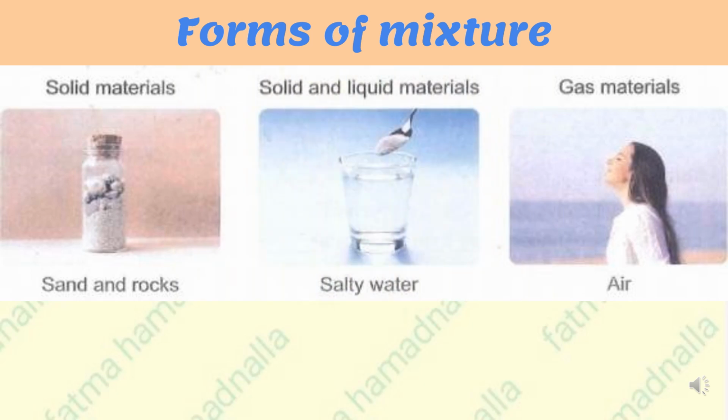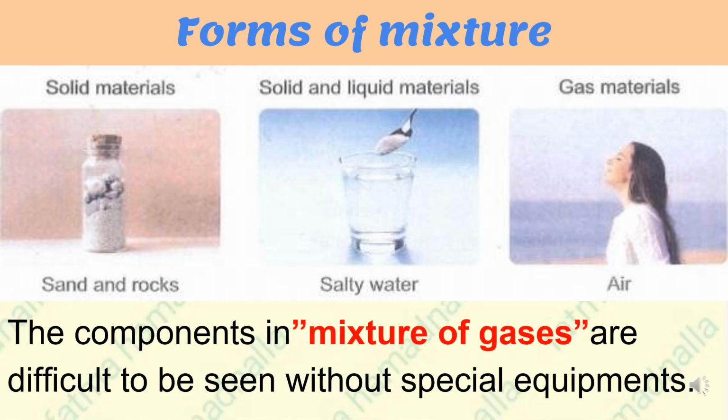So, there are many types of mixtures. 1. When solid materials mix together, like sand and rocks. 2. When solid and liquid materials mix together, like salty water. 3. When gaseous materials mix together, like air. But the components in a mixture of gases are difficult to see without special equipment. Okay?